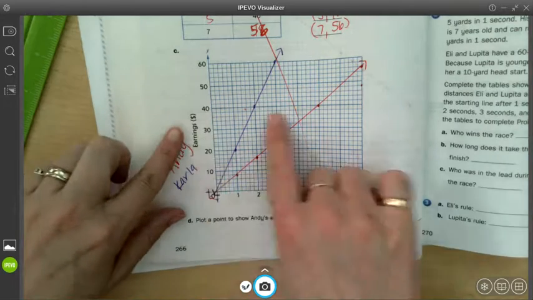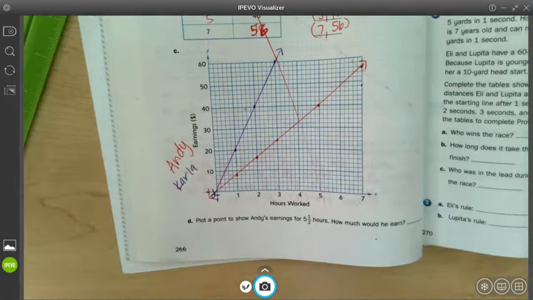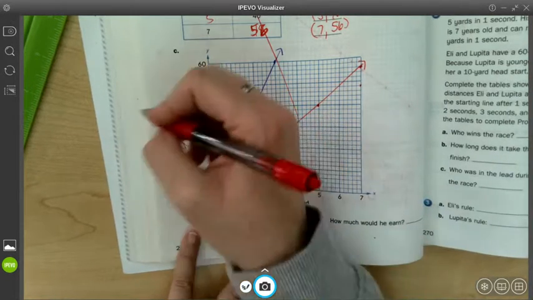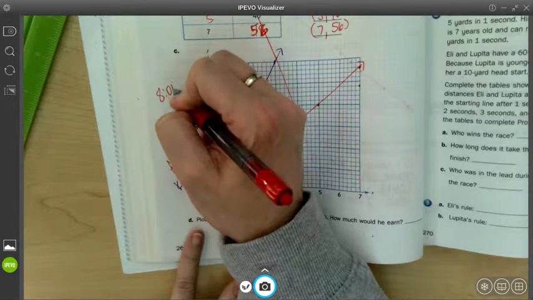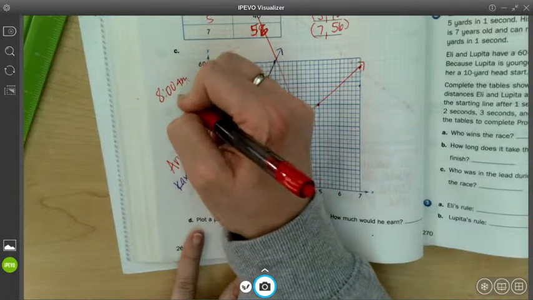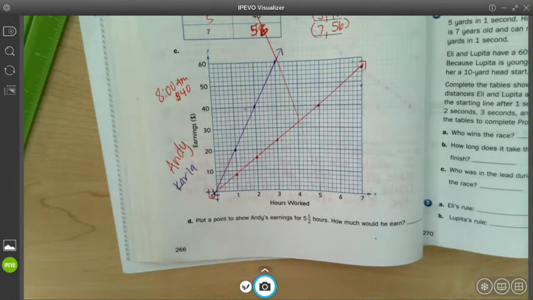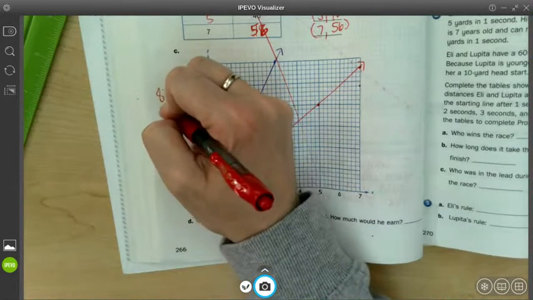So if it takes him 5 hours and he started work at 8 a.m., at what time do you think he's going to earn that $40? If he starts work at 8 a.m. and he wants to earn that $40, what time will he have earned it if it takes him 5 hours?